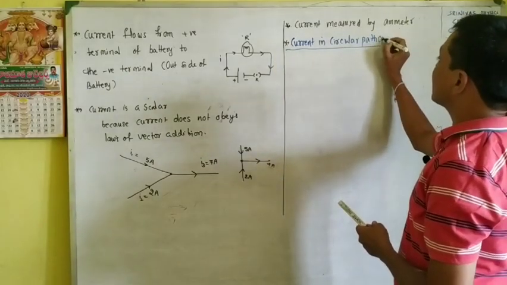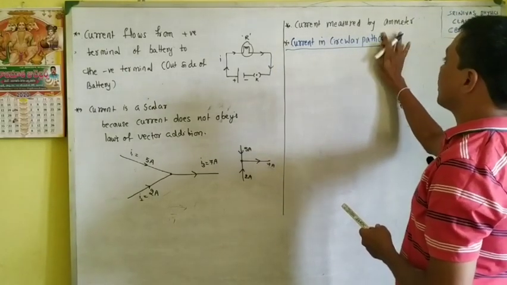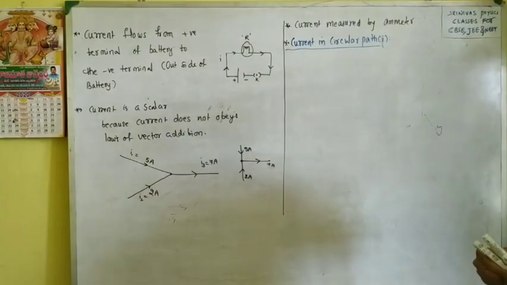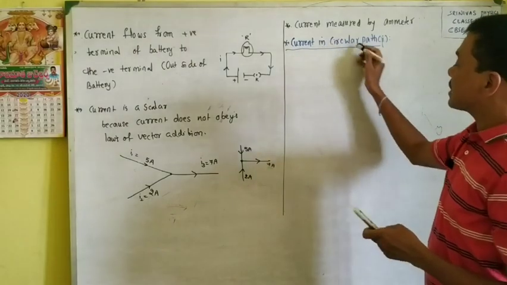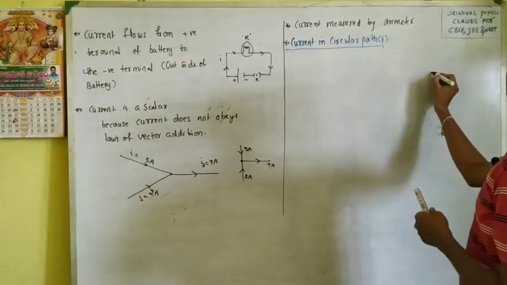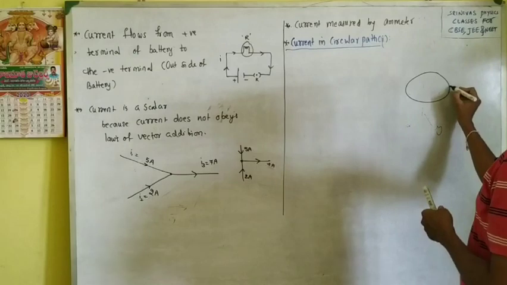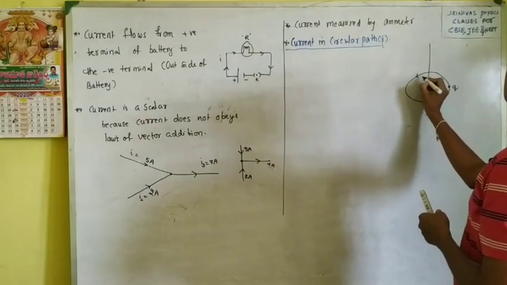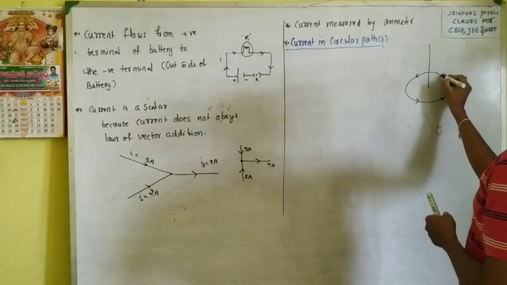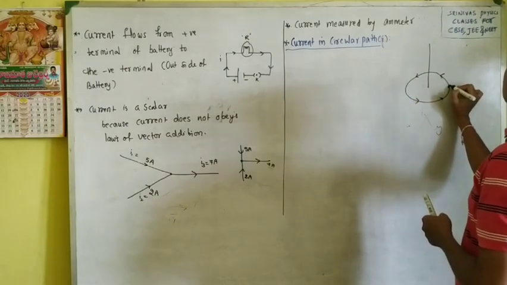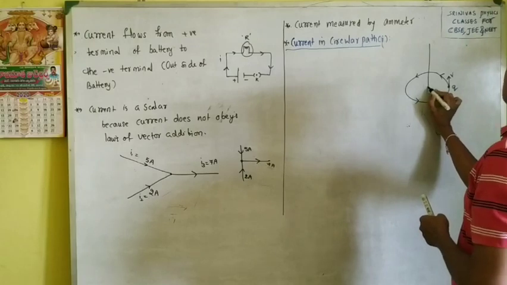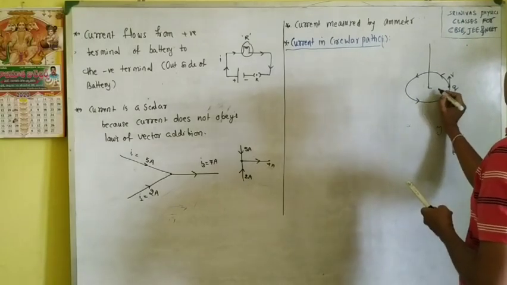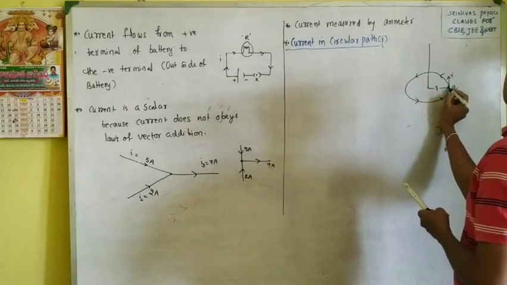How to find out the current in a circular path? Current in circular path. This is our topic. For example, this is a charge Q. This Q charge is moving along a circle like this, with speed v, and the radius of the circle is small r.